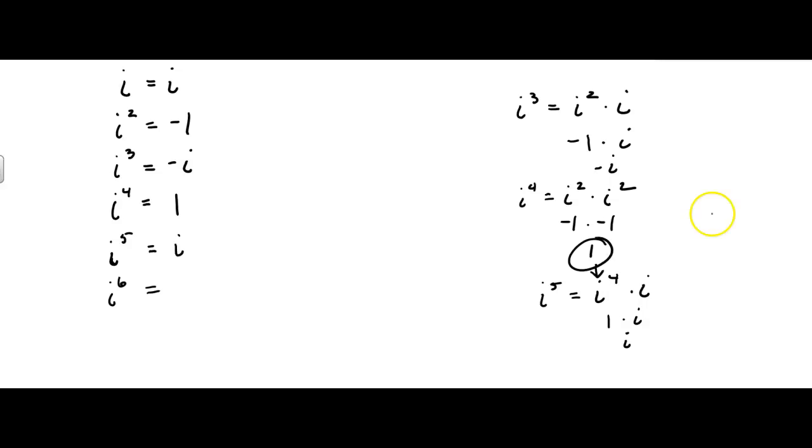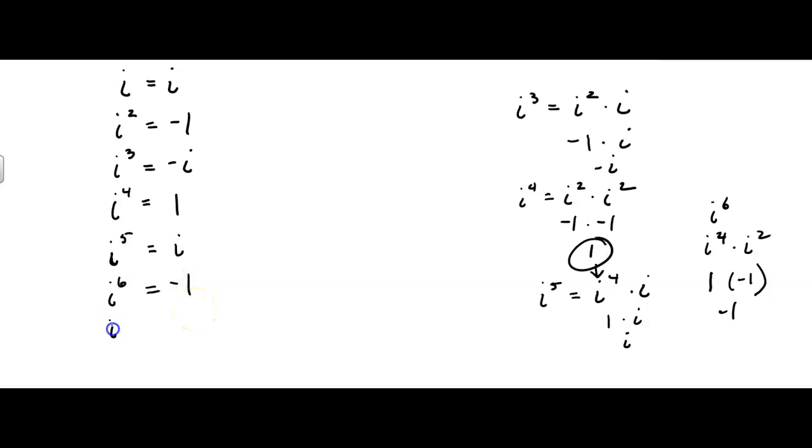Well, you could write i to the 6th like i to the 4th times i squared. Remember, because you add exponents when you're multiplying like bases. Okay, but i to the 4th is 1, and i squared is -1. So you get -1.